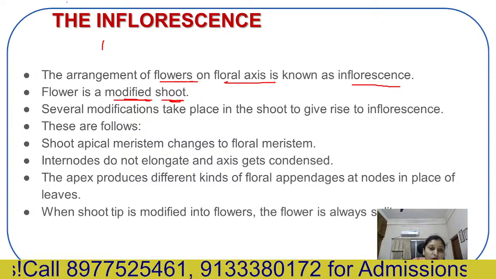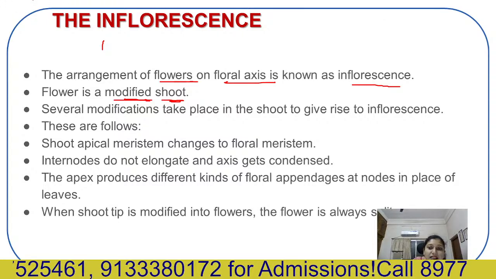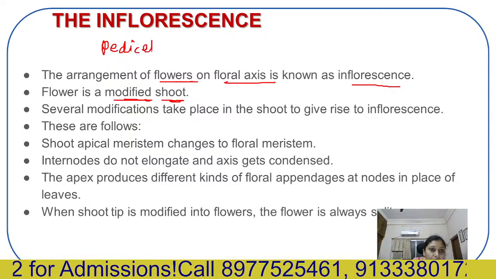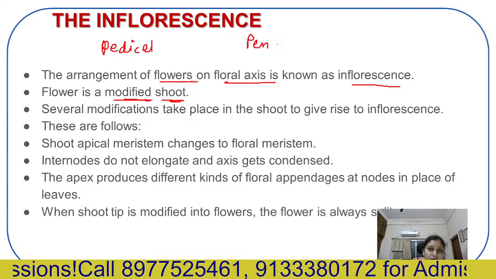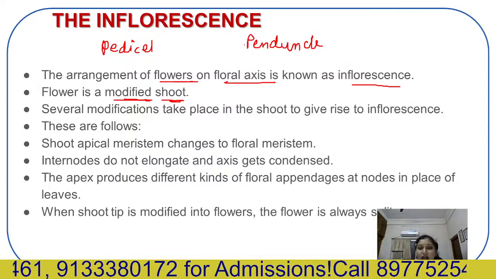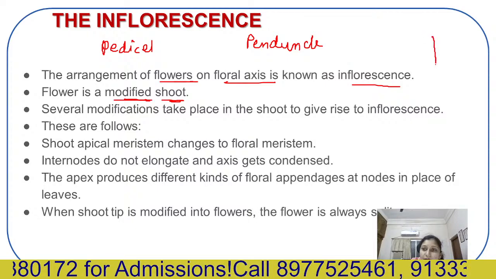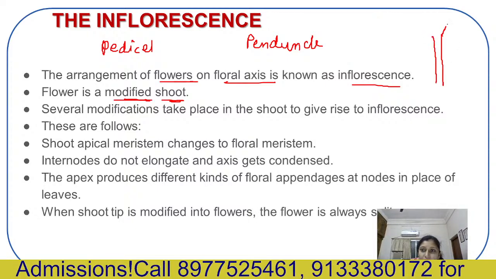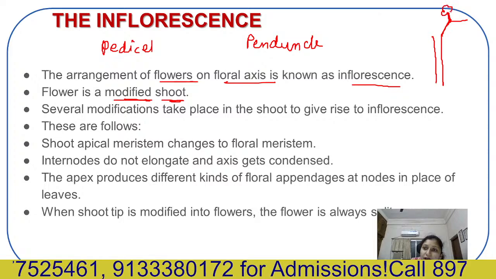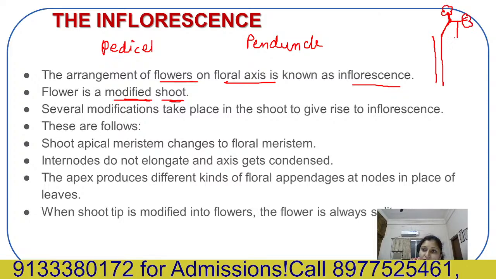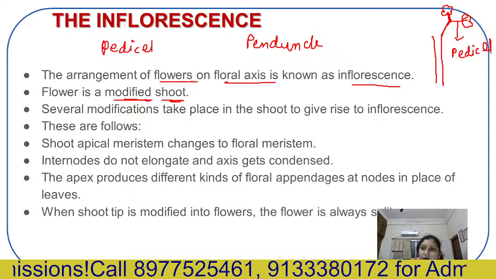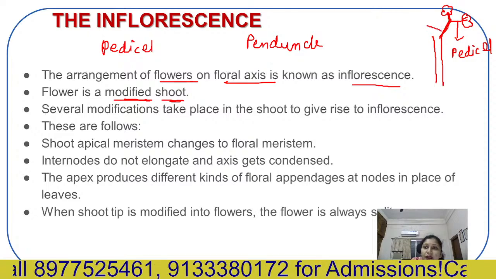See, right now you need to focus on two main terms, which are confusing. One is pedicel and another is peduncle. These are two similar-looking terms, but they are different. How are they different? For example, this is a tree or a plant. In this branch, flowers are arranged. These are flowers. This particular part of the flower is known as pedicel. And the main axis where they are arranged is called peduncle.